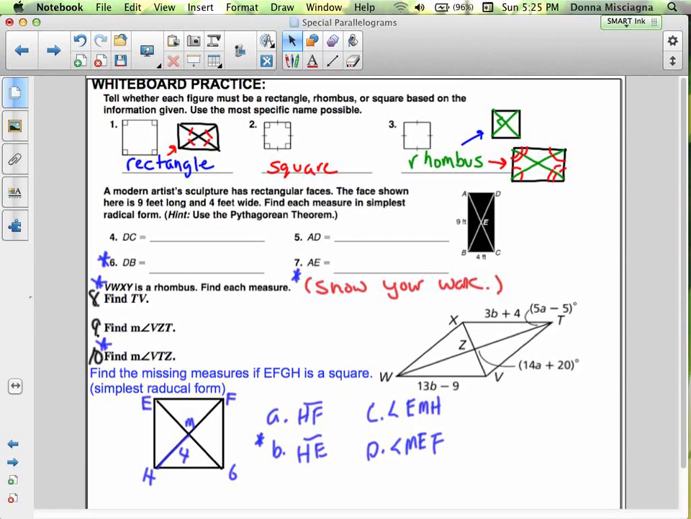Right? So now how else could I have shown that this was a square? I could take anything that shows the figure is a rectangle. Ooh. Well, that's just awful. Anything that shows it's a rectangle, and anything that shows that the figure is a rhombus, and if I put those together, the figure has to be a square.